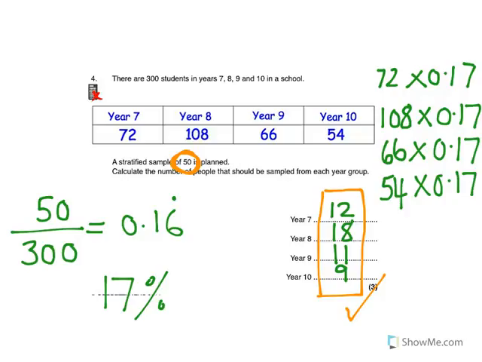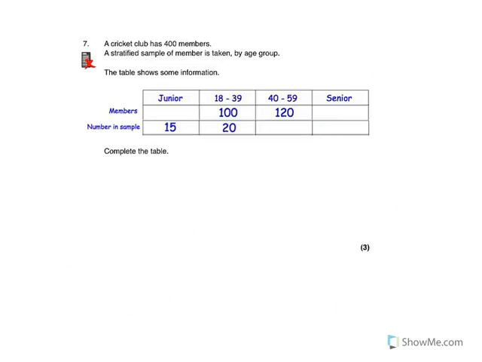Now, I did notice here that it says non-calculator. Ignore that because that would definitely be a calculator question. Okay, let's have a look at the next one then. This one, you've got to apply what we've just learnt there to this question in order to fill in the gaps essentially, because we have 400 people and a stratified sample has been taken.